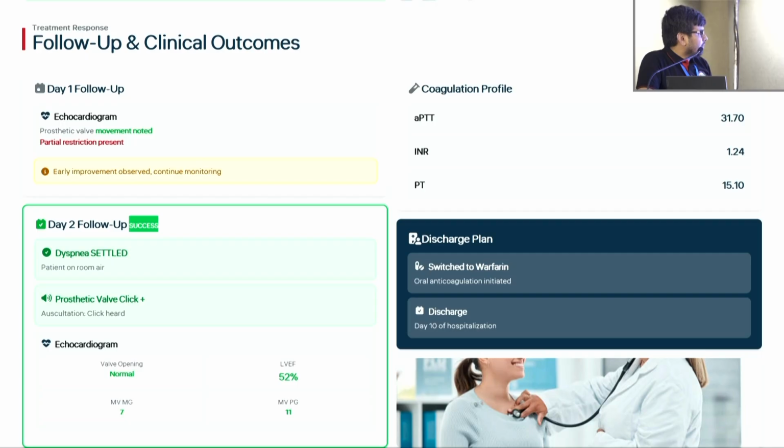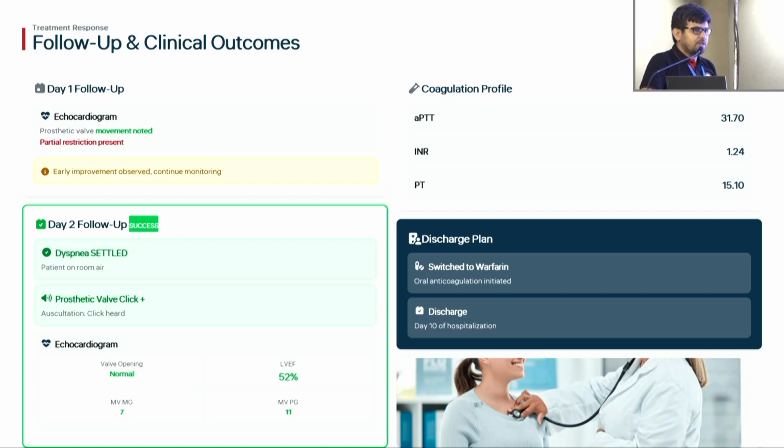transthoracic echo revealed that the patient's dyspnea had settled and the previous parameters of the mean gradient and the pressure gradient were coming back to normal, and the previous restricted movement of the mechanical valve was not seen. So there was an early improvement. Post echo, the valve opening was normal, MVMG was 7 and MVPG was 11, and the EF from 40% came back to 50%. It is a normal left ventricular ejection fraction.